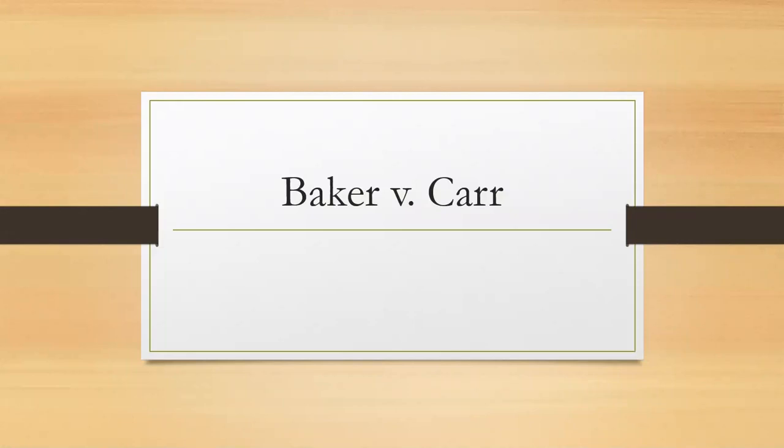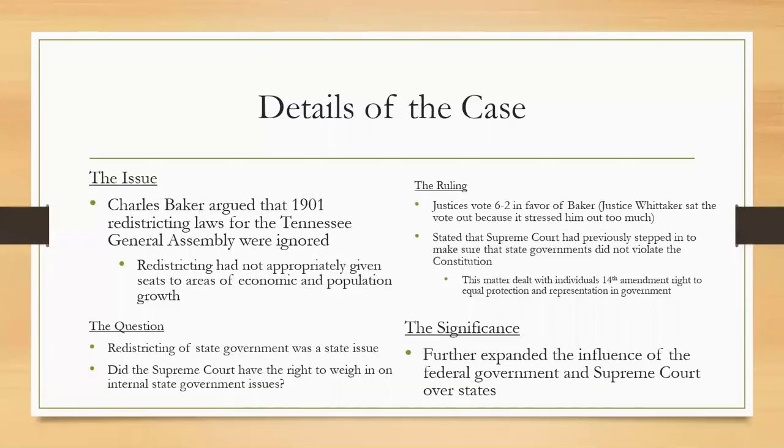So it brings us to Baker v. Carr. And so this one, the issue is that Charles Baker in 1901, we got another redistricting issue. He argued that the redistricting laws for Tennessee's General Assembly were ignored. And in particular, he argued that redistricting had not appropriately given seats to areas of economic growth and population growth. So again, just not redistricting appropriately. So the overall question then was, does the Supreme Court have the right to step in on this issue? Because it's a state internal issue.